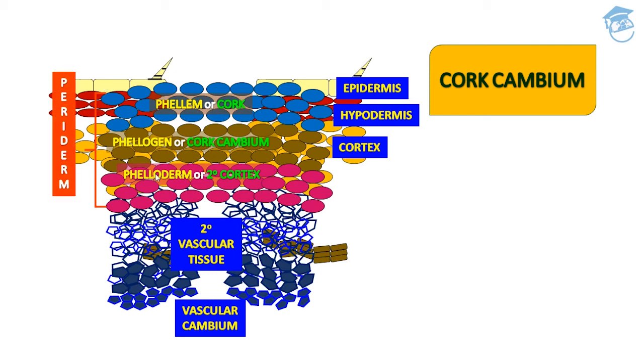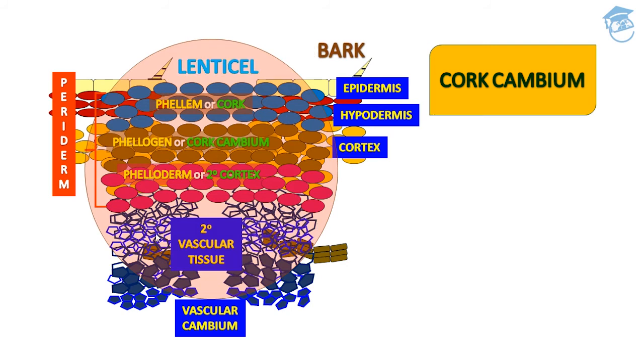Okay, so this inner layer is called phelloderm, which is also called secondary cortex, and this phellogen is called cork cambium. Together these three layers, phellum, phellogen and phelloderm, are called periderm. Okay, and this entire portion is called bark. So bark is a non-technical term that refers to all tissue exterior to the vascular cambium, therefore including secondary phloem.